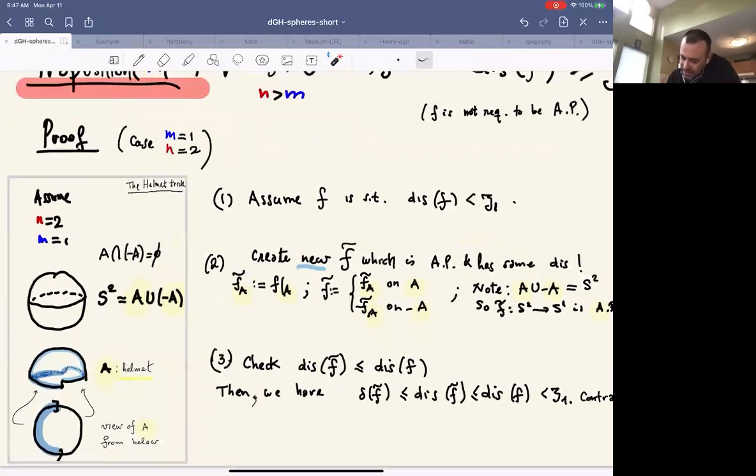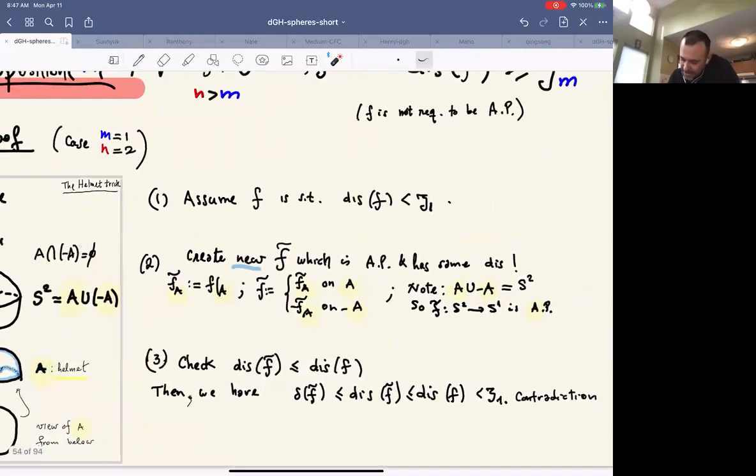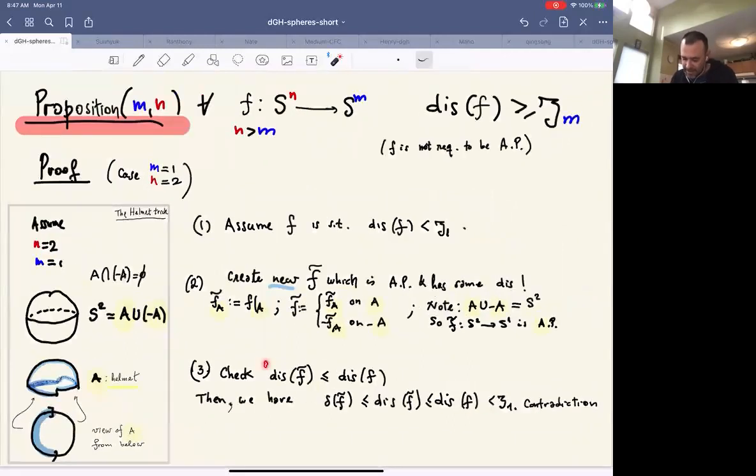So with such an A, you first consider the restriction of f to A, and that will be f tilde A. Then we define f tilde to be f tilde A on A and minus f tilde A on minus A. And that actually works. And the next step is to prove that the distortions are actually bounded, ordered in this manner.